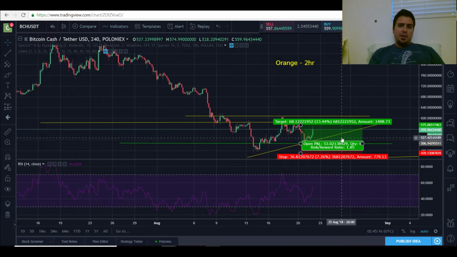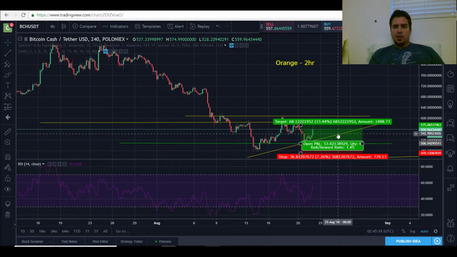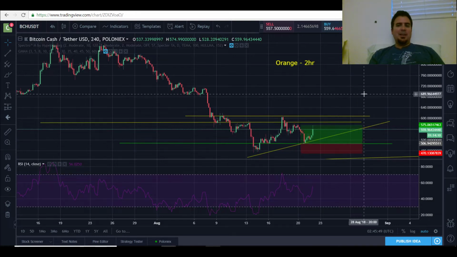I drew my risk mitigation tool right here, and I said I'm going to take a stop loss of 7.26%. You can see that right there. And I'm going to bet that I can get my price to bounce up to 13.44%. That gives me a risk to reward ratio of 1.85. Usually I like to see it a bit higher than that, but it was good for this trade, because it was over a 13% gain if it went well. So that's what I was doing, and look at what happened.